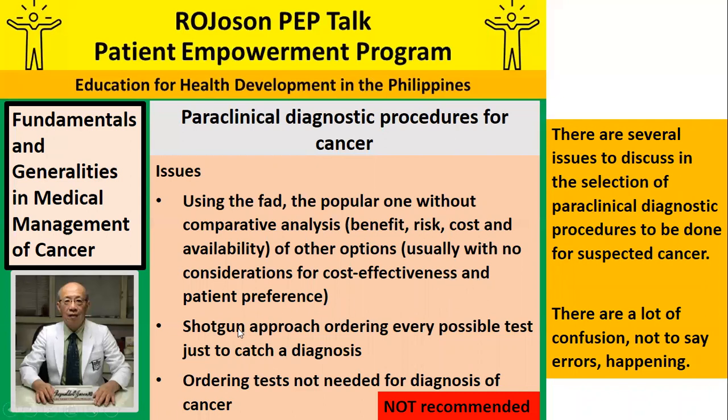Number two issue is the shotgun approach, ordering every possible test just to catch a diagnosis. Again, this is not recommended. The third one is ordering tests not needed for the diagnosis of the cancer. Absolutely senseless and not recommended.